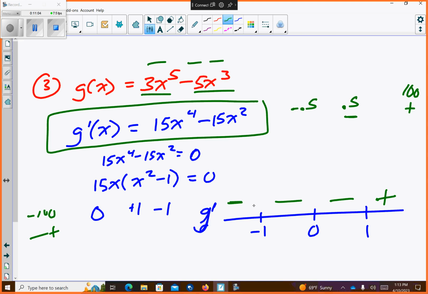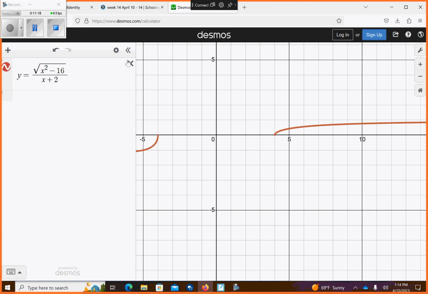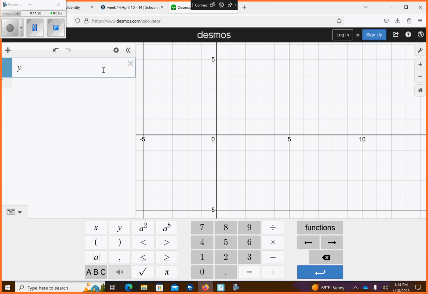Now, I'm curious if we use Desmos, if we're going to find that at -1, 0, +1, what our original graph is going to look like. So we're going to go to our friends, the Desmos, and we're going to go y equals 3x to the 5th minus 5x to the 3rd.